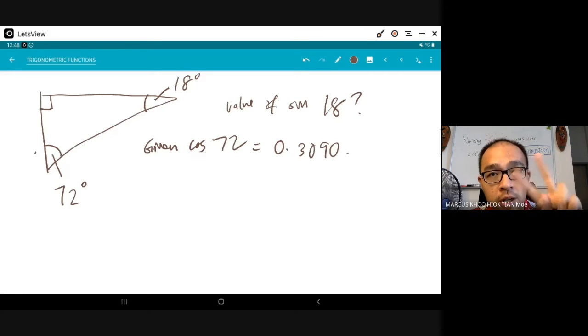The value of the cos and sine for complementary angles is exactly the same. Sine this one equals cos that one. Sine that one equals cos this one. Tangent jangan kita kira. Tangent is a totally different thing. So that's the second thing that I want to sampaikan.